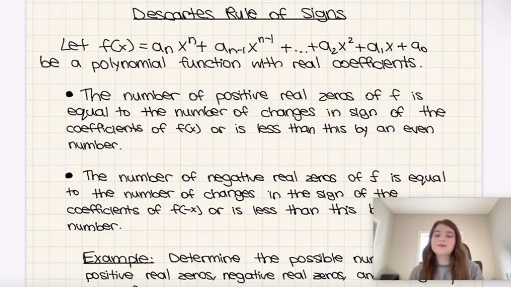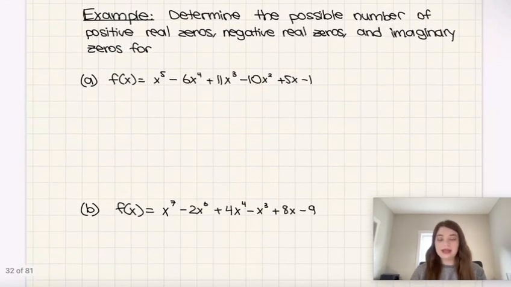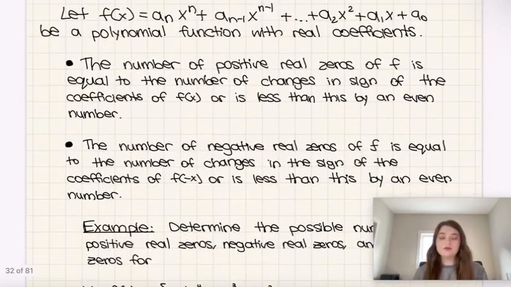Hello, everyone. Today we're going to be going over Descartes' rule of signs and also answering a couple of questions related to this rule as well. Okay, so what is Descartes' rule of signs? It says basically to let f of x be a polynomial function that has real coefficients.